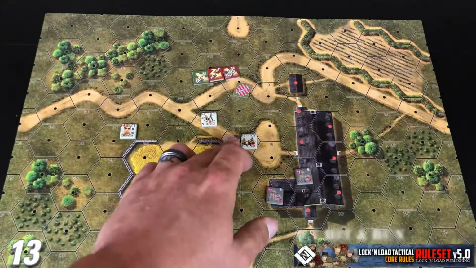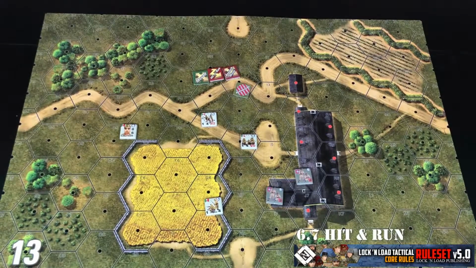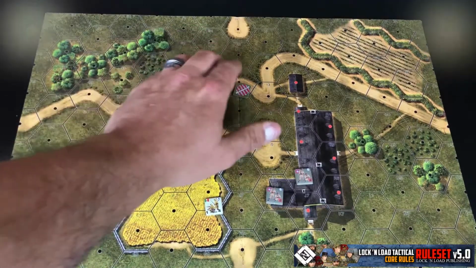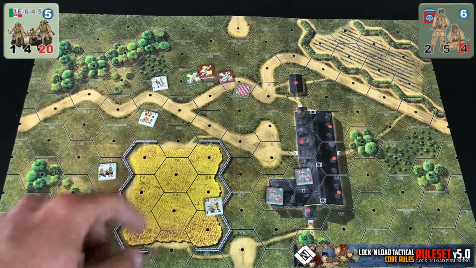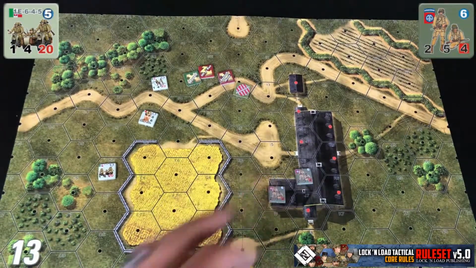Now we're going to address section 6.7, hit and run. Hit and run is very similar to assault movement. It even has the -2 to firepower penalty that assault movement does. So as an example here, we're going to take our little motorcycle and throw it on the other side of this wall from these airborne units that are tucked into this building.